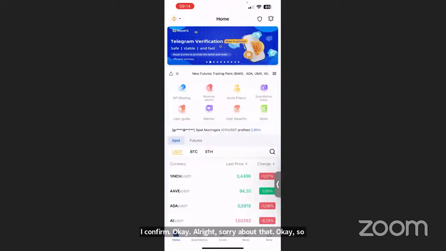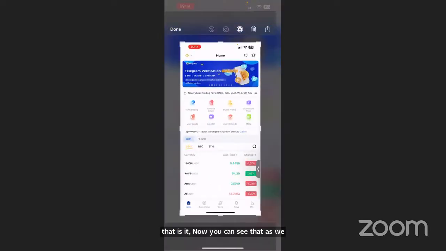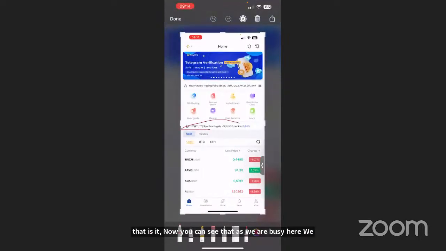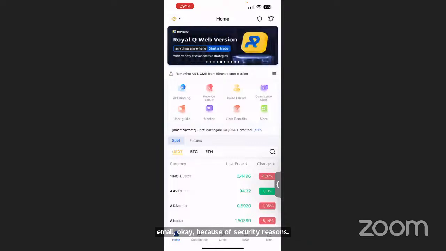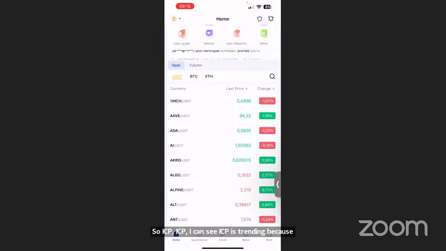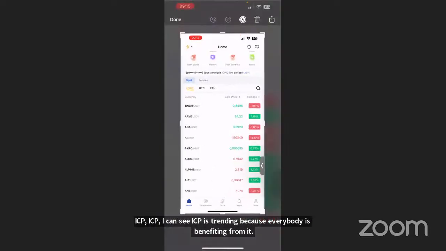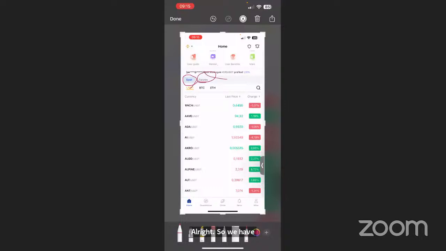Now you can see that as we are busy here, we are getting notifications that so and so person has made profit under the spot martingale. If it's futures, the person made profit, they'll show the coin the person traded and the profit rate, okay? But they do not show the person's full email, because of security reasons. ICP is trending because everybody is benefiting from it. So we have spot and futures. I'm not going to talk about futures. I'm just going to limit it to spot.